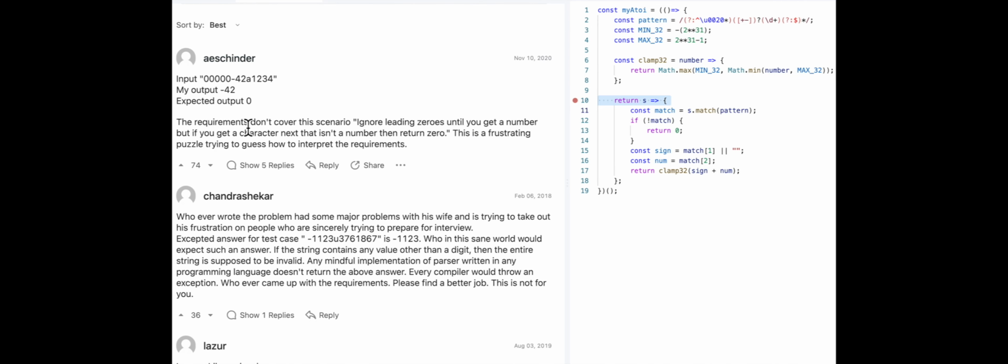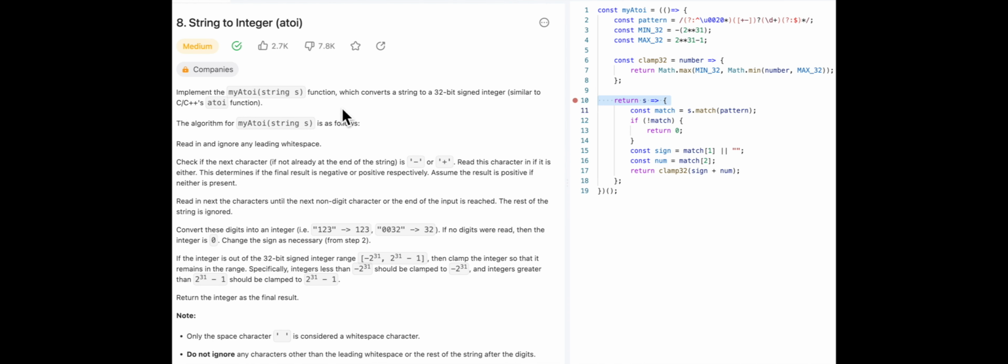And here's an example right here. The input is this, the output is -42. That's wrong, okay? The expected output is 0. The requirements don't cover this scenario? Yes, they do. They absolutely do. So you have to really understand this description. I'll make some minor corrections to their description, which isn't that bad.